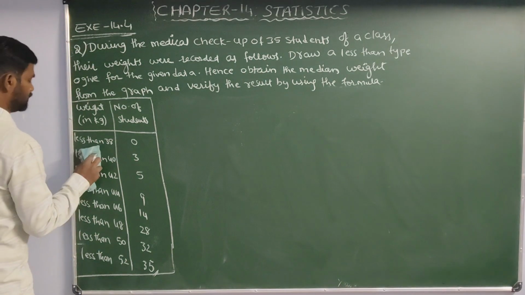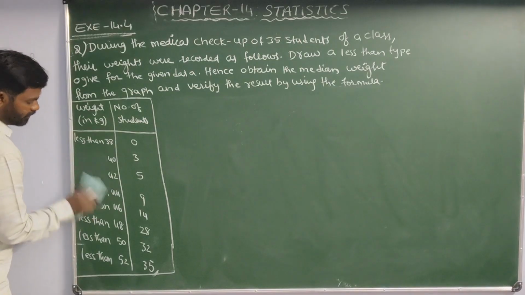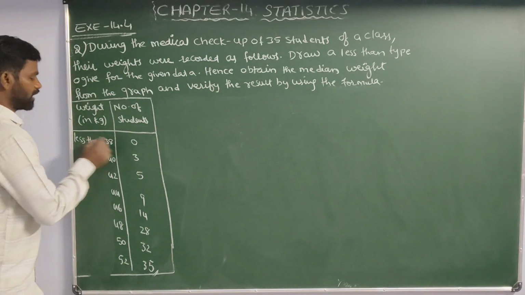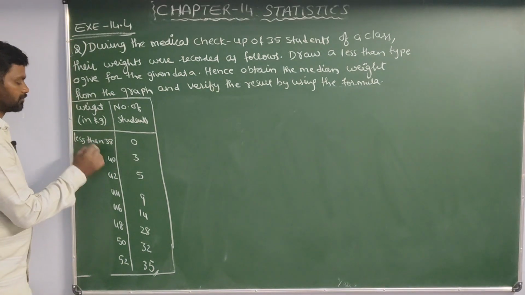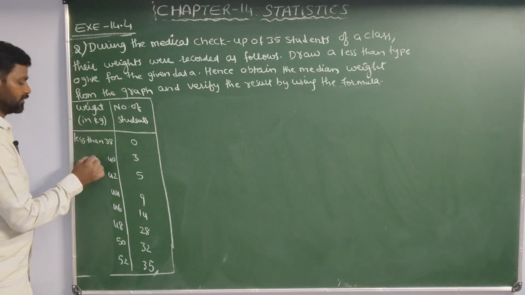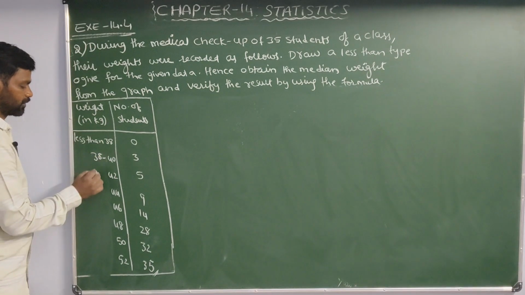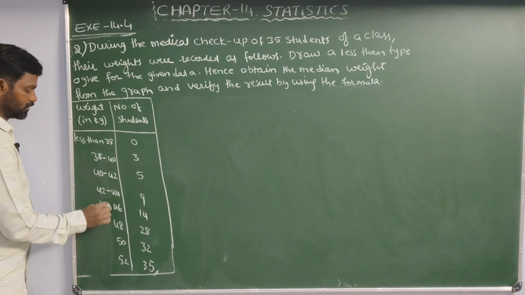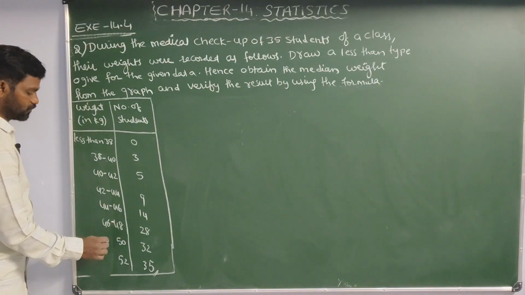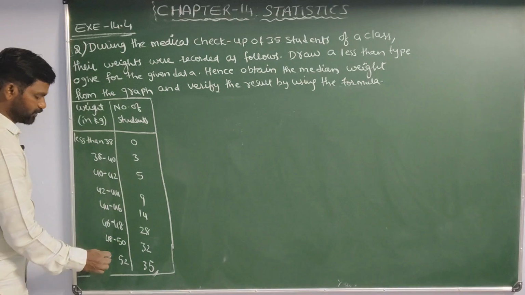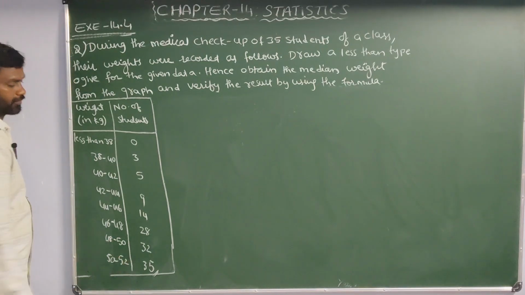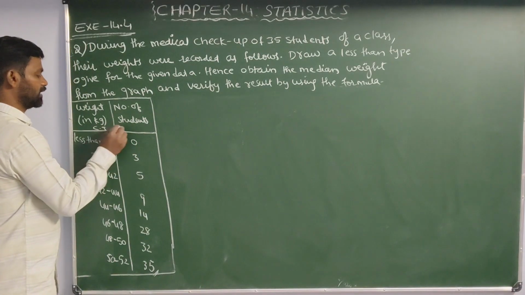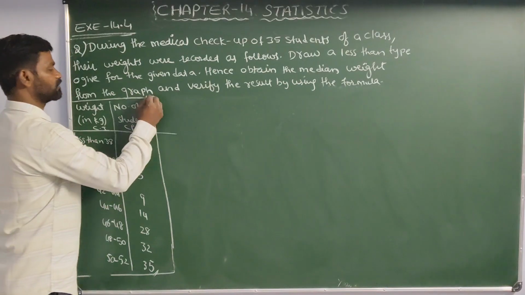The difference between the limits is only 2. So can we write like this? Less than 38 means 36 to 38. It will be 38 to 40, 40 to 42, 42 to 44, 44 to 46, 46 to 48, 48 to 50, and 50 to 52. Okay, and these are the cumulative frequencies. Now this is Ci, this is CF. Let us find F.